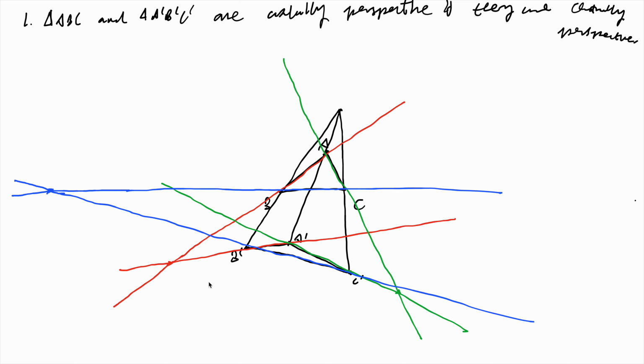Wait, I need to prove that they're collinear, but they don't look collinear. It's okay. Let's say that this is x, this is y, and this is z. This is point P.